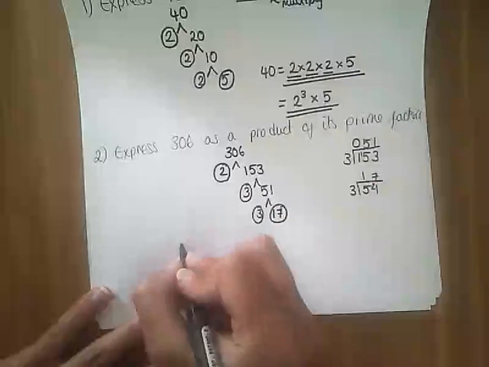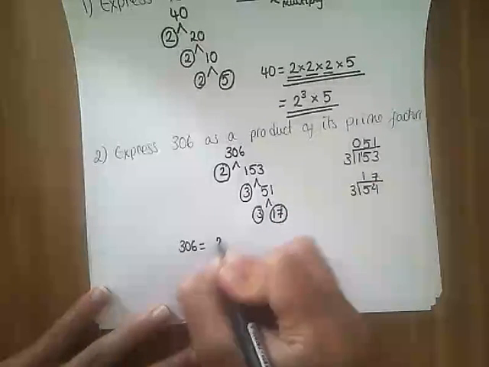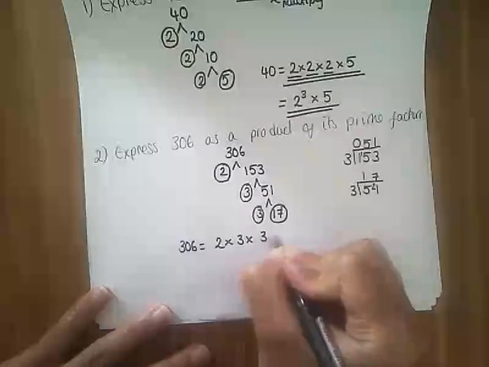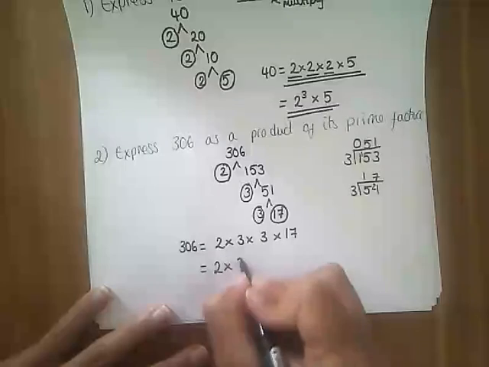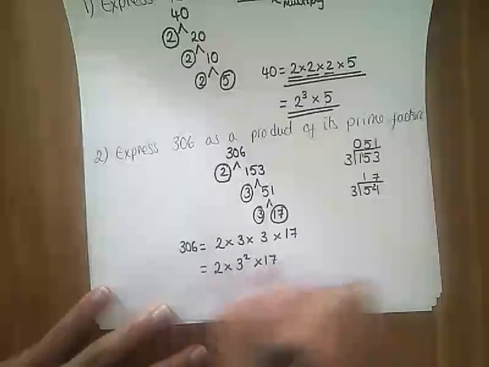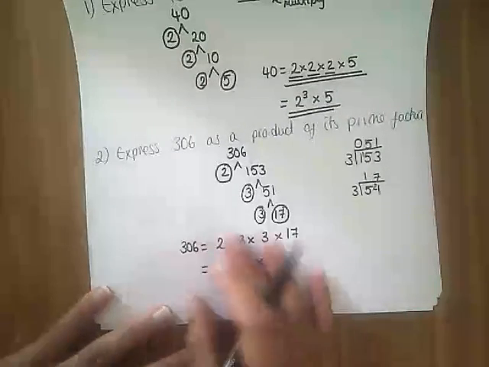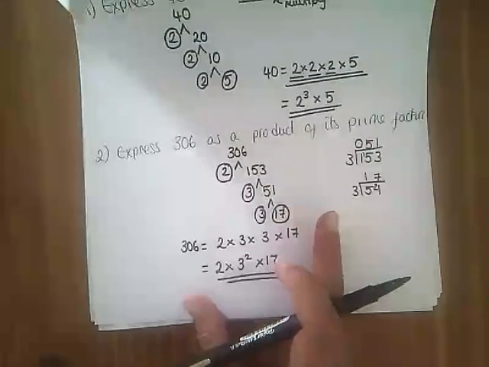That then tells us that 306 is 2 times 3 times 3 times 17. And we can tidy that up to be 2 times 3 squared times 17. That is how you express something as a product of its prime factors.